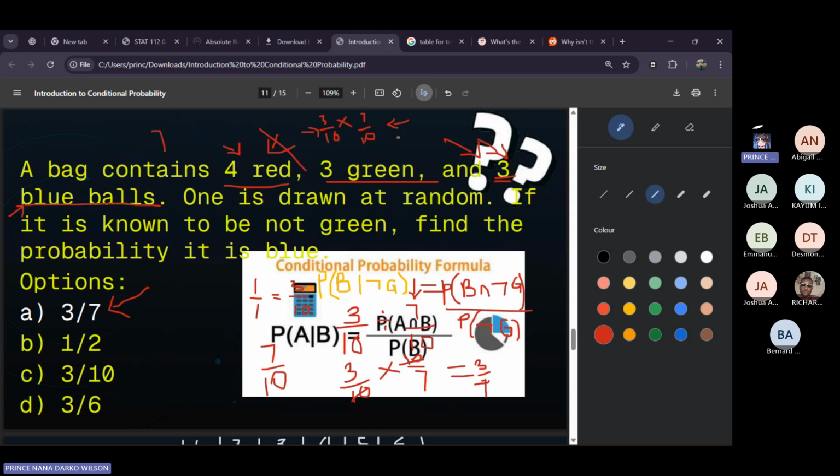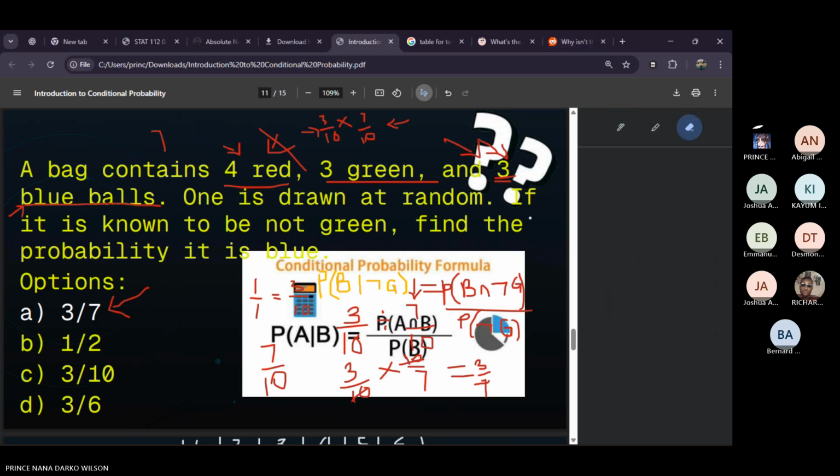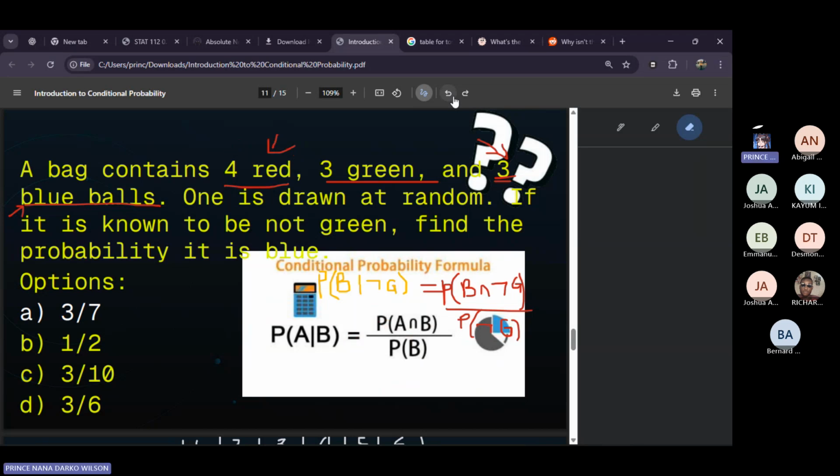All right. So now let's see how the values of not green and the rest are coming about. Give me a second to prepare some room on my screen. Okay. So now let's find the values we need.